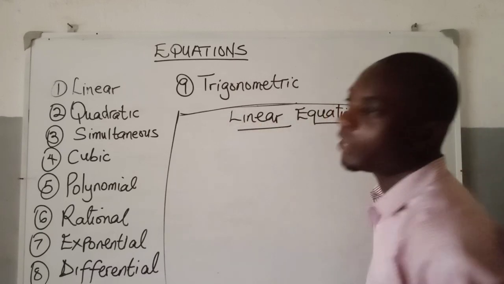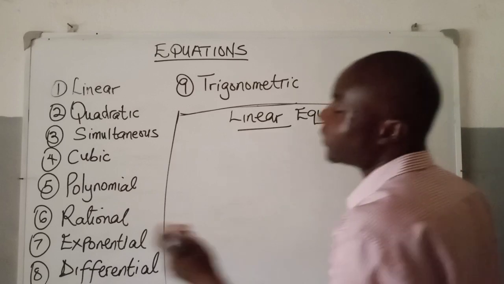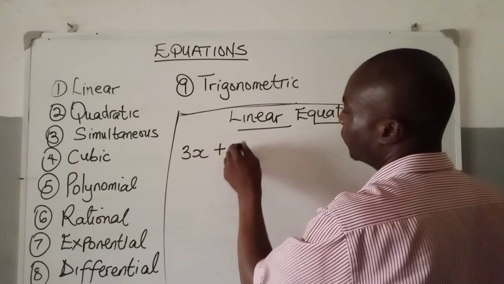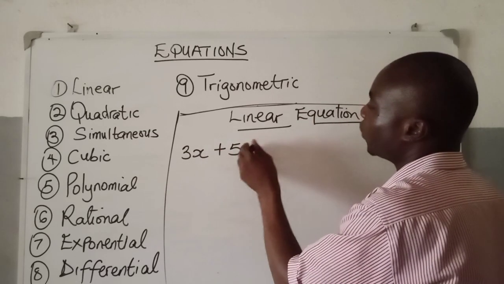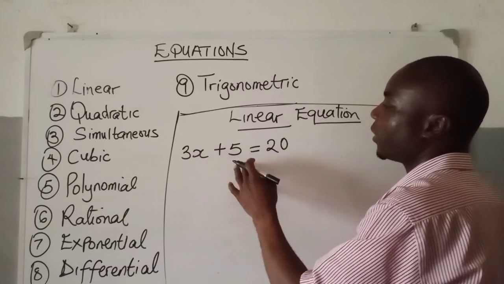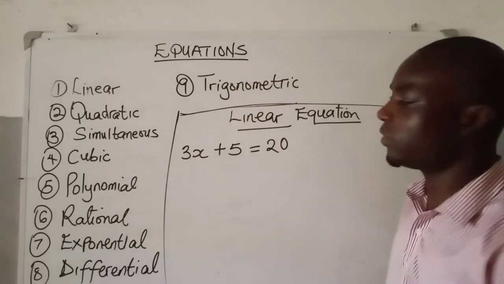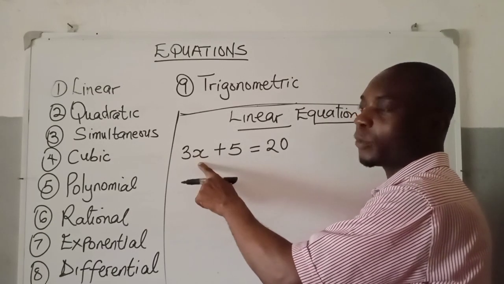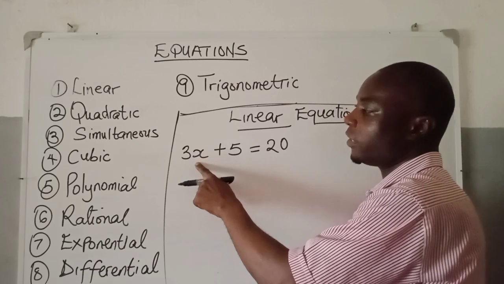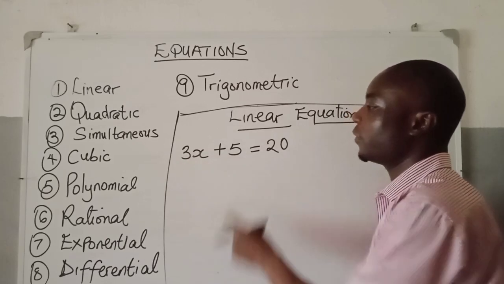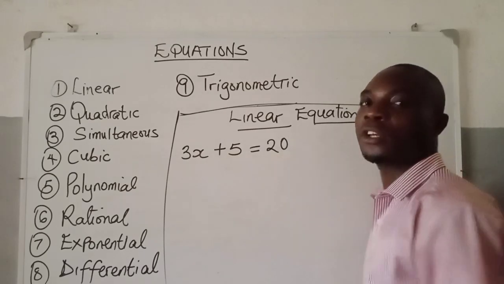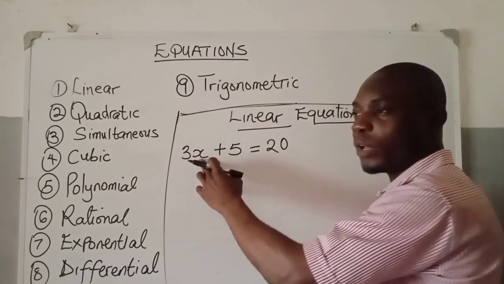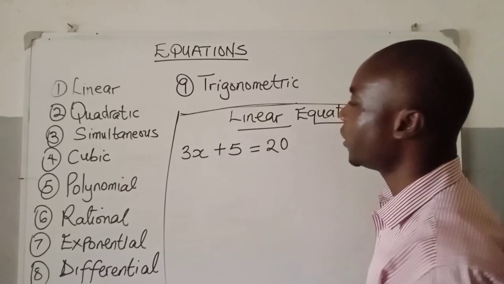So let's see an example of a linear equation. An example of a linear equation is 3x plus 5 is equal to 20. Now, this is a linear equation, all right? And our variable is our x, okay? And the coefficient of x is 3. Then we have this constant, and we also have this constant, all right? So we'll be finding out what the value x represents in this linear equation.